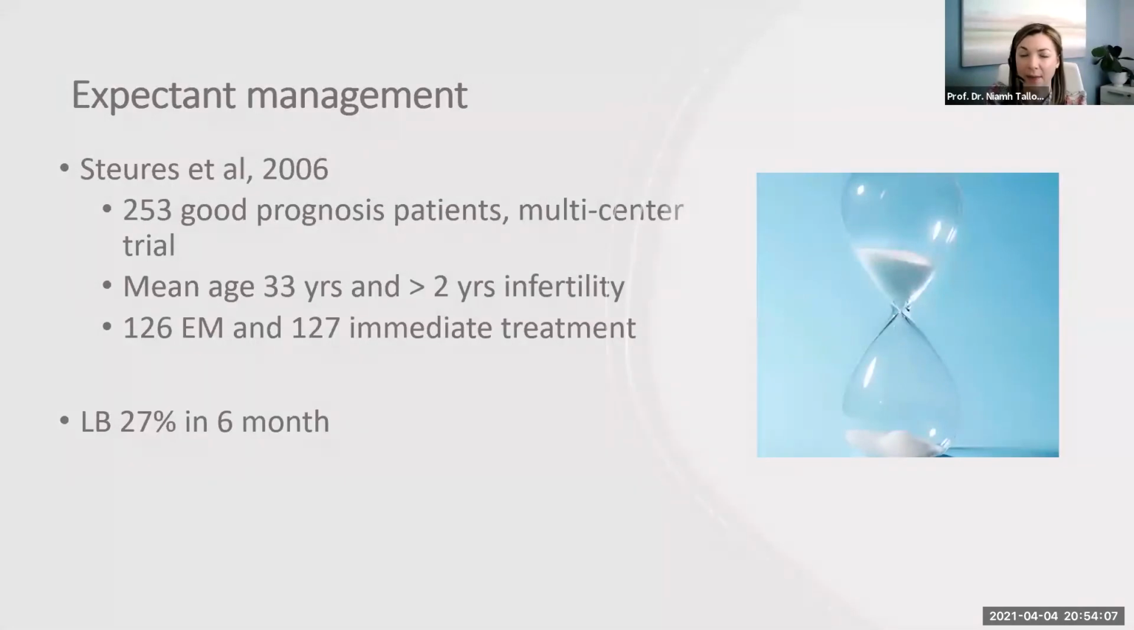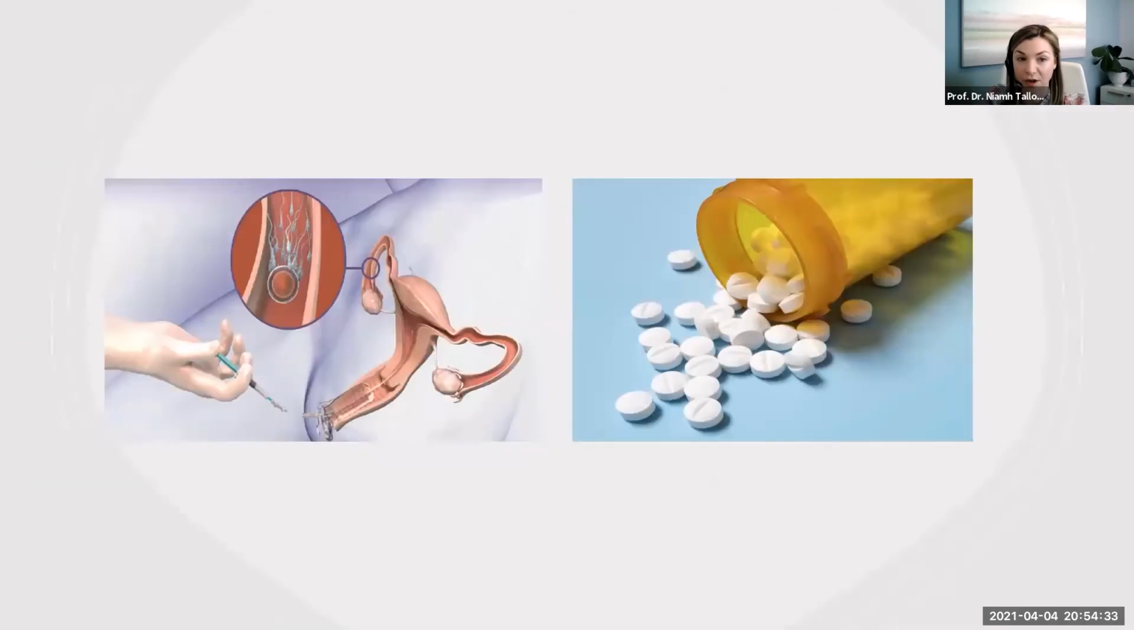What about expectant management? A lot of our patients with unexplained infertility will be young and have good egg reserves, and you can consider them a reasonable prognosis for expectant management. Steures et al. looked at about 250 people in a multicenter trial. These were young, under 35. It's nice to know that you can quote a live birth rate of almost 30%, 27% in 6 months. So that's good to know.